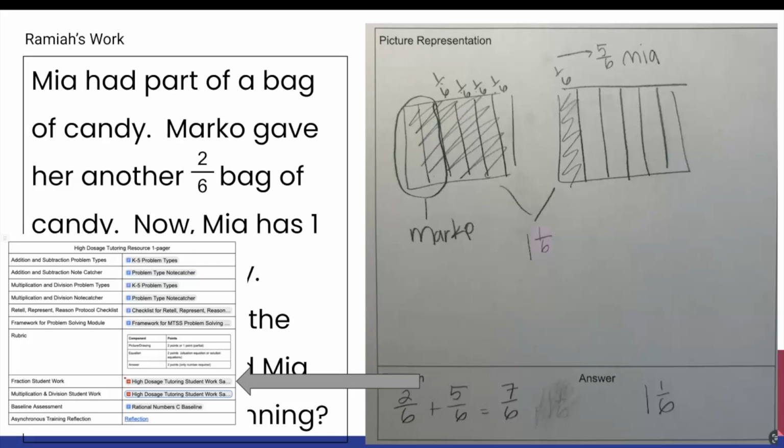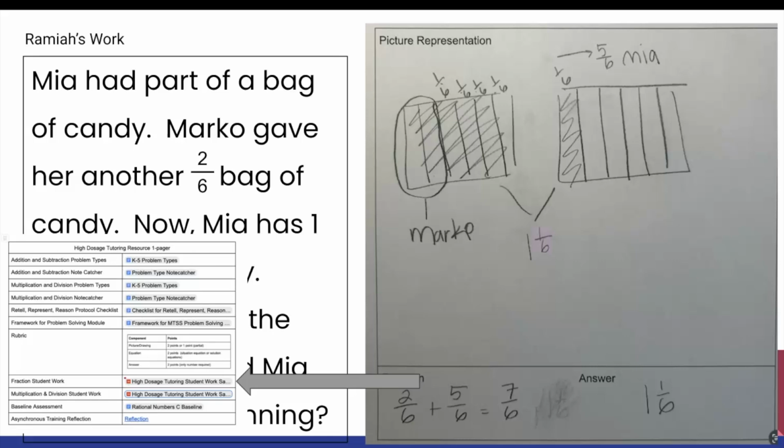Let's look at Ramaya's work. We notice that there are 2 wholes being partitioned into 6 parts. 1 whole and 1/6 is shaded, and 2/6 is circled and labeled Marco. The rest of the 1 and 1/6 left is 5/6 and it's labeled Mia. The representation is clear and it mirrors the information in the story. I would give 2 points for this representation.